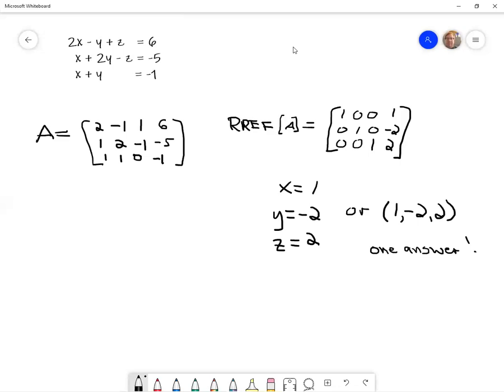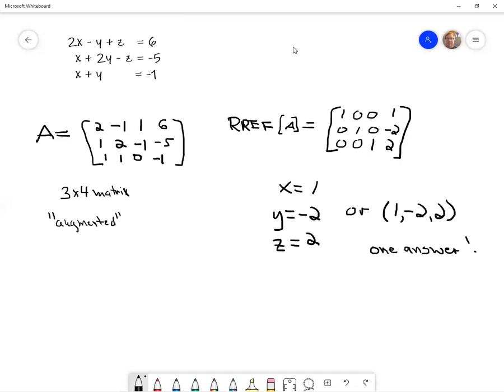A little notation that goes with this: this matrix is said to be a 3x4 matrix. It's got 3 rows and 4 columns. It includes the right-hand side pieces, the things that aren't attached to unknowns, 6, minus 5, minus 1, the constants on the right-hand side of the equal sign. So this is called an augmented matrix. Not a huge deal for us, but you might see the word.